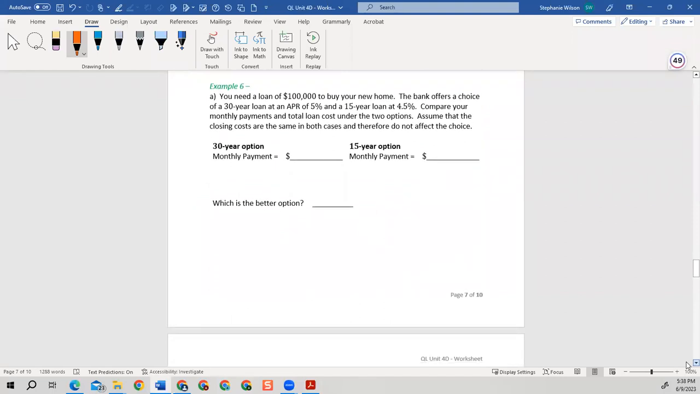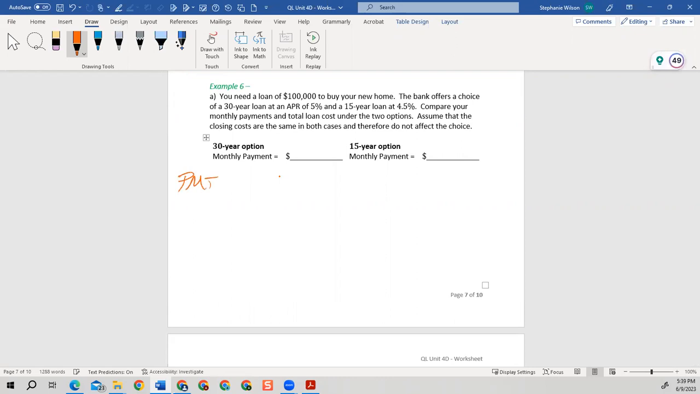So on this one here, you need a loan of $100,000 to buy your new home. The bank offers a choice of a 30-year loan at APR of 5% and a 15-year loan of 4.5%. We're going to compare the monthly payments and the total loan cost of the two options, and we're going to assume that the closing costs are the same in both cases, therefore do not affect the choice. Okay, and then we're going to select which option's the best. So let's do the 30-year loan first.